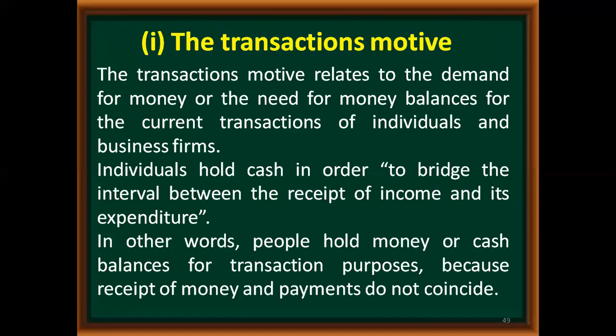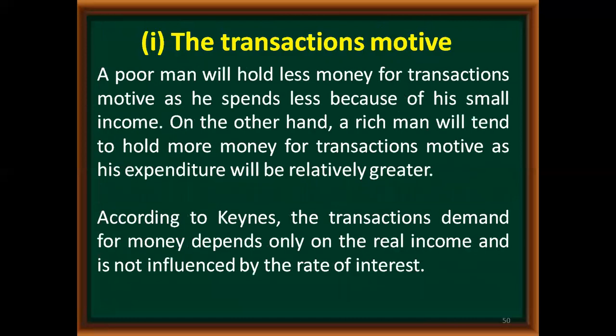In other words, people hold money or cash balances for transaction purpose because receipt of money and payment do not coincide, do not match, because we receive money at a different point of time, and we make payment at a different point of time. We are not making payment the moment I receive money. Let us say I get my salary on the first of every month, but I need to spend money on other days of the month. So I'll keep my money in the form of cash.